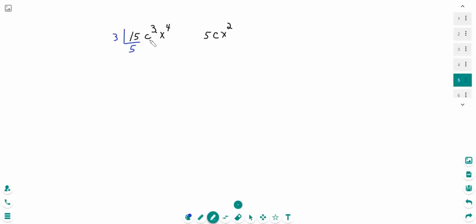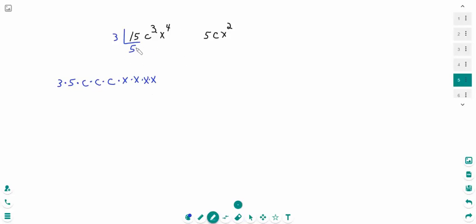Now, this is where we get a little bit interesting. This c to the third and x to the fourth. Well, what are the factors for those? Well, here, I'll just write the factors for this number here. So we have 3 times 5 times the c to the third. We could factor that into a bunch of c's. It could be written as c times c times c, right? 3 c's would give me c to the third. I could do the same thing for the x's. I could make that into 4 x's being multiplied by each other.